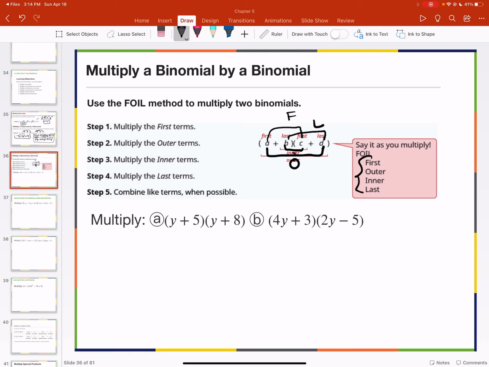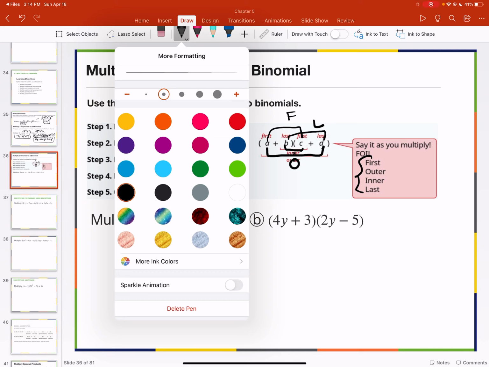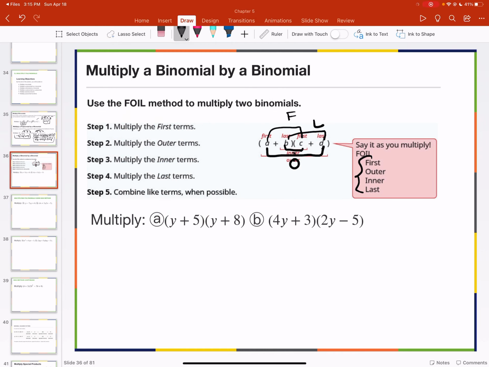Okay, so let's practice this. And then that's the product of the two binomials. So, okay, fine. First, so y squared. Then outer, that's 8y, so plus 8y. Then inner, so that's plus 5y. And then last, so that's plus 40.